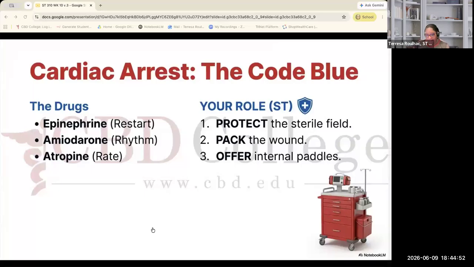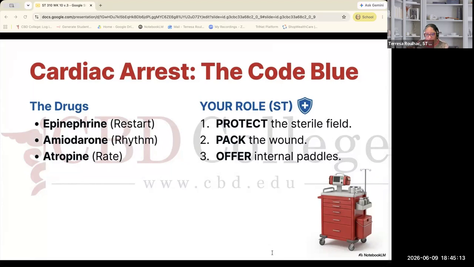Okay, so now let's talk about the code blue in the operating room. We get the cardiac arrest. When this happens, the entire team, we have to work together quickly and efficiently. Everyone has a role, including us as the CST. If you look at the slide, you'll see some of the medications commonly associated with a cardiac arrest.